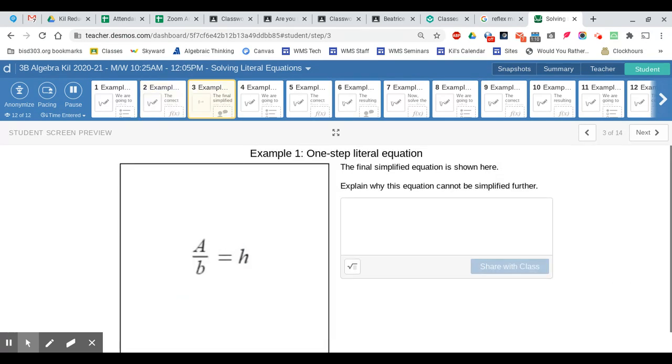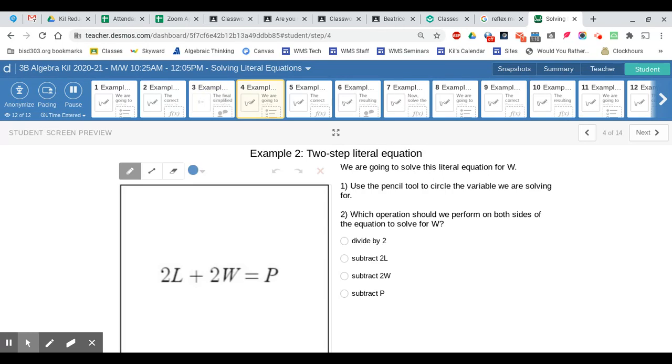And then on the third slide, it's asking you why the equation can't be simplified further. Well, that's because we don't know any of these values, so we can't perform the operation, so we got to leave it this way. So I hope that made more sense with example 1.